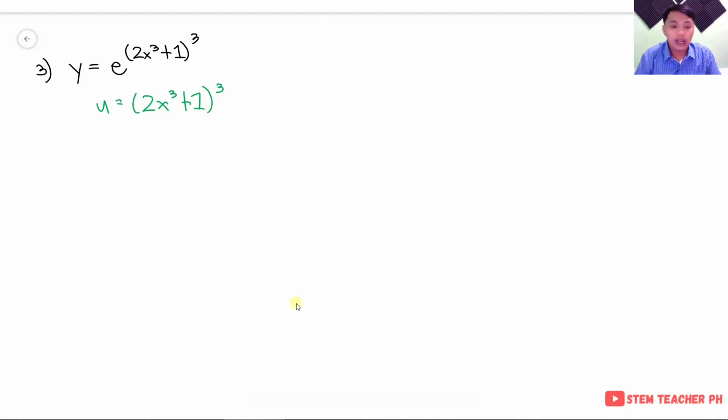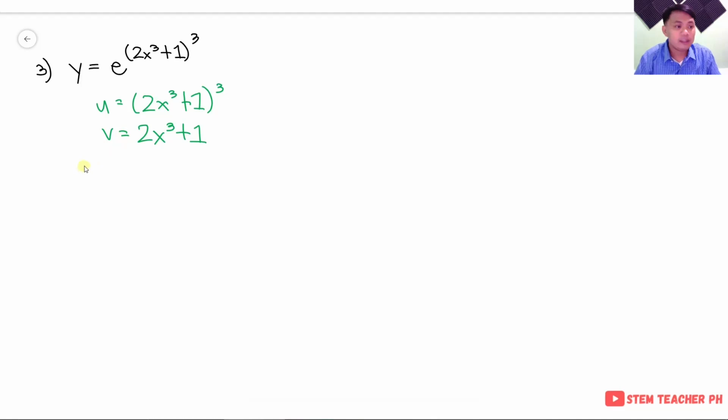Para mas maging organized yung solution natin, hayaan natin yung inner function. If you can get the derivative directly, okay lang naman. Pero as we take the process step by step, we can let v be equal to dun sa nasa loob para hindi tayo mahirapan. So we have v is equal to 2x cubed plus 1, yung nasa loob.